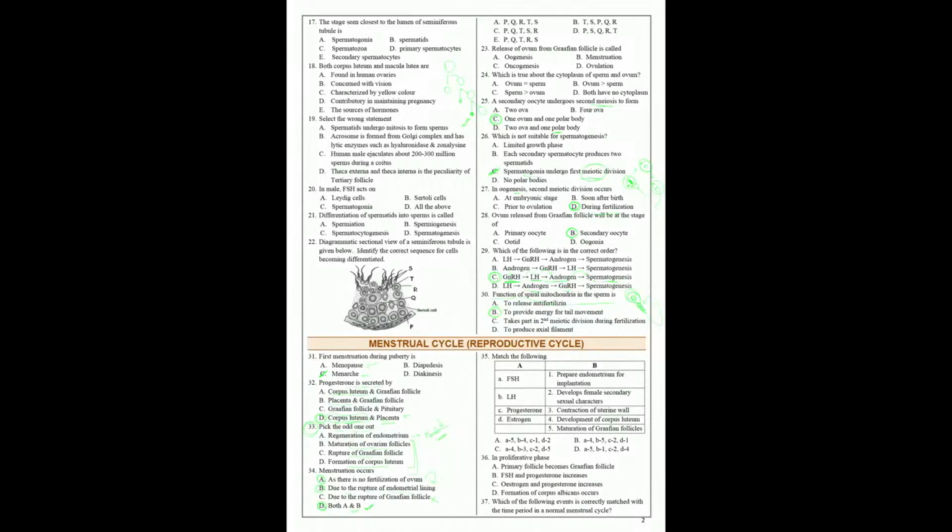Chalo, next. Match the following. Prepare endometrium for implantation, that is the role of what? Progesterone. Then estrogen develops female secondary sexual characters. Then contraction of uterine wall. This FSH and LH production, progesterone. Very interesting. Now, maturation of Graafian follicles, that is because of FSH.